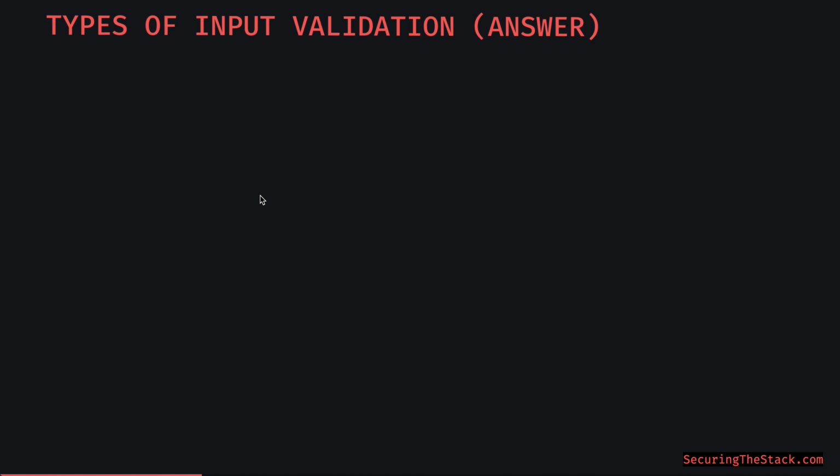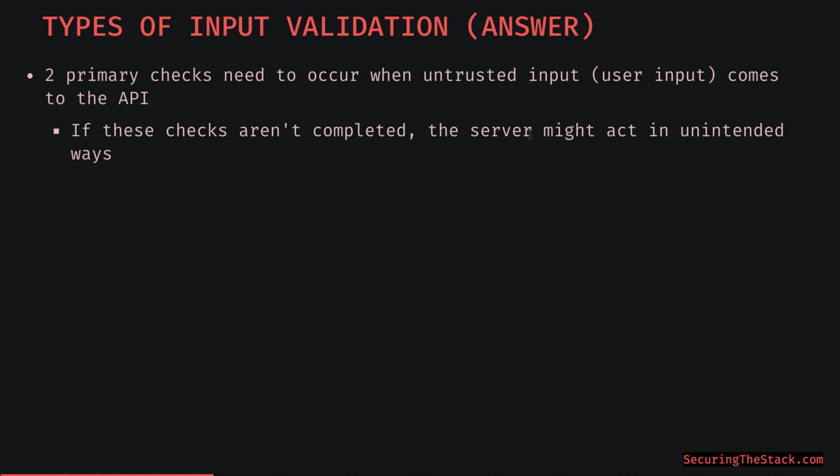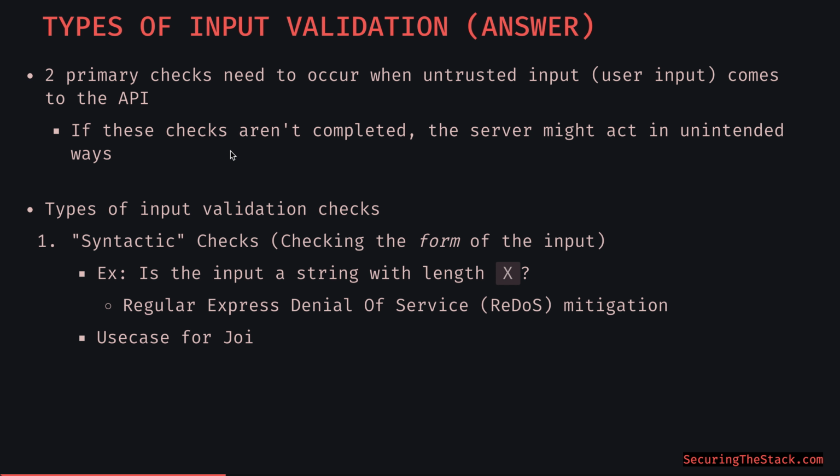Okay, so for me, I really see two primary checks that need to occur when untrusted input, in other words, user input, comes to the API. And here's the thing, I'm just saying two main overarching types. I'm sure there are other types as well, but I'm just trying to go for generics here. But anyhow, if these checks are not completed, the server might act in unintended ways, and that's just because code might not be expecting input to come in a certain format or in another context, just in general. Okay, so types of input validation checks.